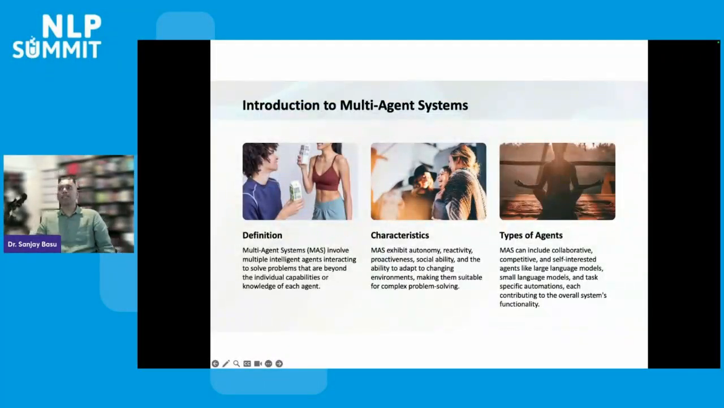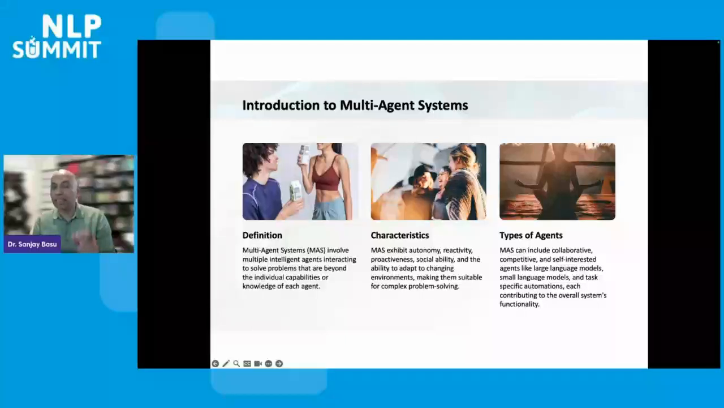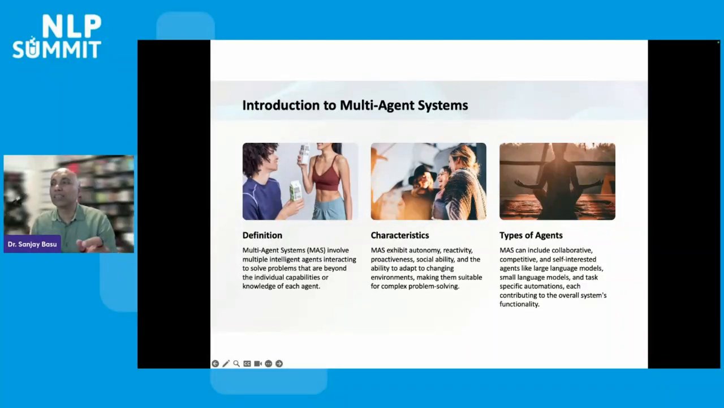So, understanding a multi-agent system. What is a multi-agent system, known in the industry as MAS? It involves multiple intelligent agents. They can be small language models, large language models, or other AI models interacting with each other to solve problems that are beyond the individual capabilities or even knowledge of each agent. So basically, multiple agents work together to solve a complex problem by breaking it up into simpler tasks, with each agent focusing on a single task.